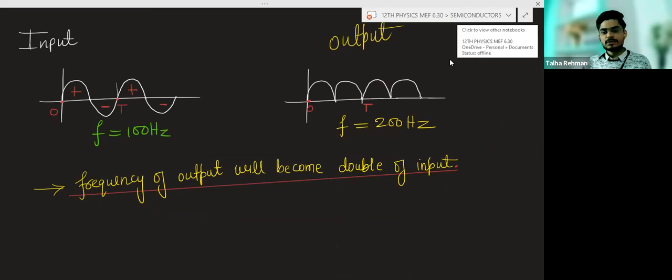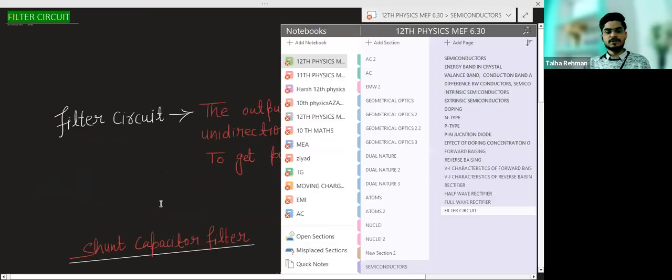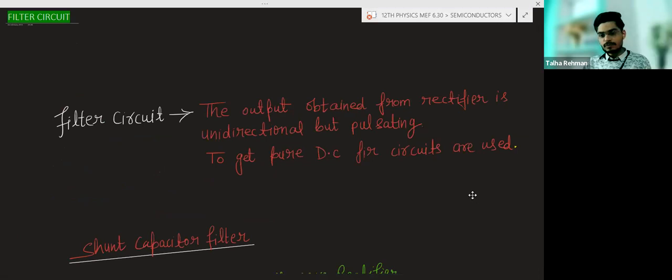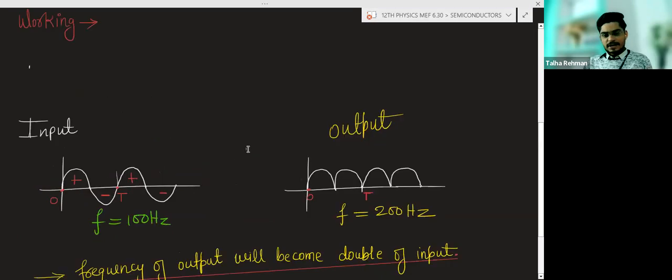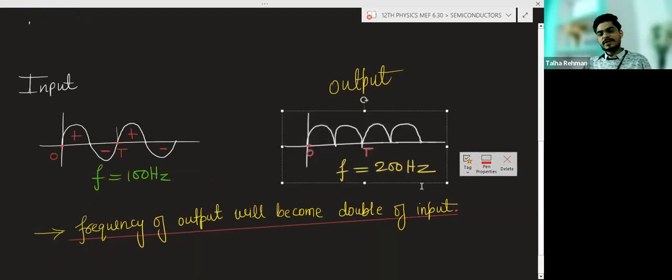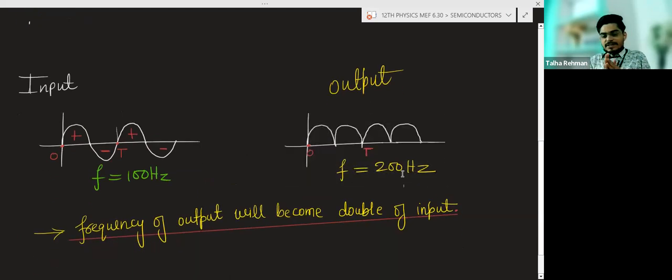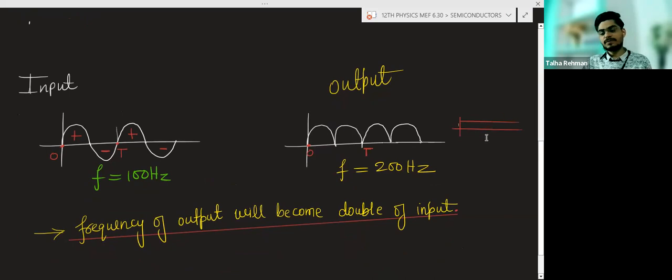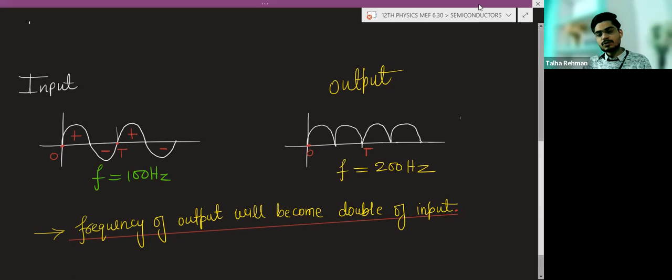Now another is the filter circuit. So what is the filter circuit? I am telling you why we are using a filter circuit. Here we are getting a DC current, but there is some component of AC in this DC. We do not want this type of pulsating DC. We want pure DC. So for that, we will use the filter circuit.